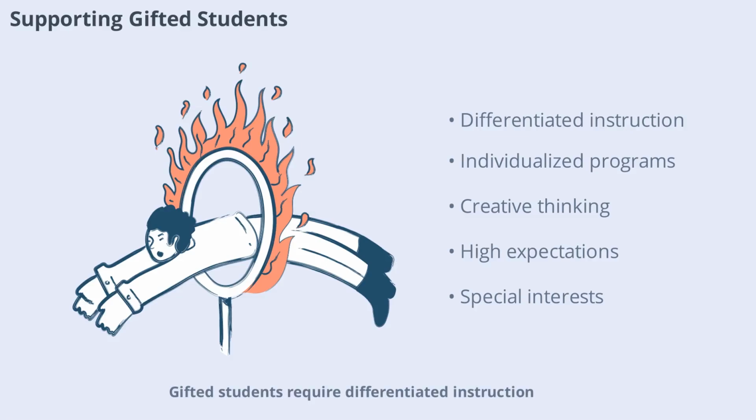Gifted students require differentiated instruction to reach their full potential. Strategies include individualized programs, curriculum compacting, subject acceleration, ability grouping, mentoring, and withdrawal sessions. Inquiry and problem-based learning are particularly effective, as they challenge gifted students to think creatively and critically. Teachers should set high expectations, offer choice, and make use of students' special interests to keep them engaged and motivated.